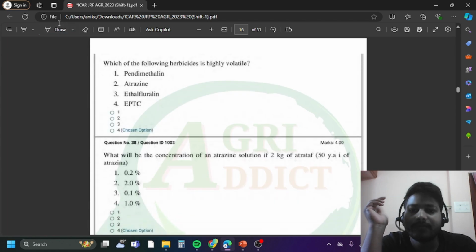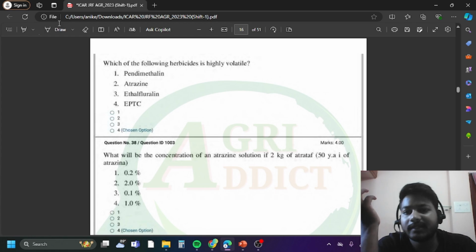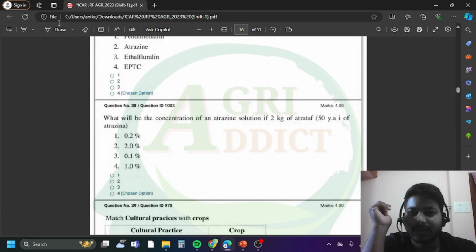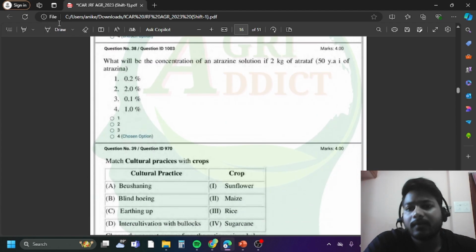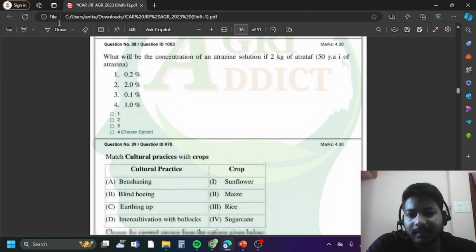Next, which of the following herbicides is highly volatile? That is the EPTC group of herbicides, highly volatile. Also fluchloralin is highly volatile. Next we'll move on. What will be the concentration? This question has been dropped because some mistakes were there.